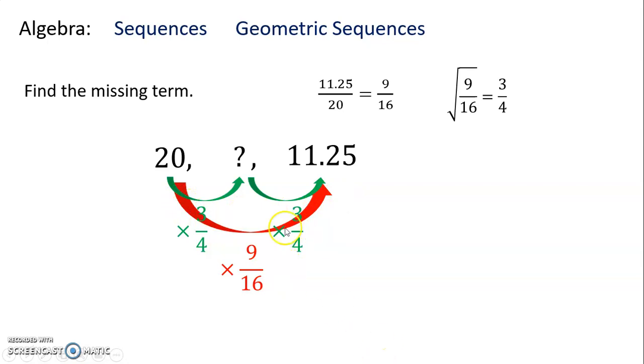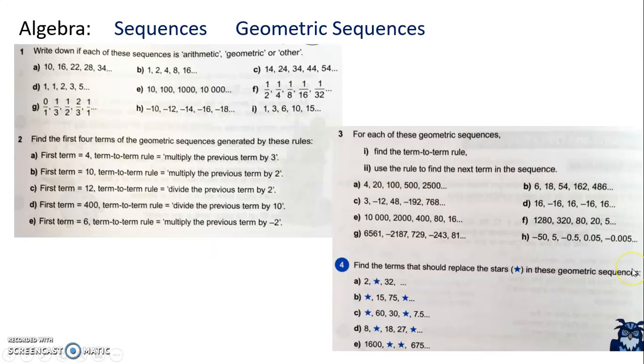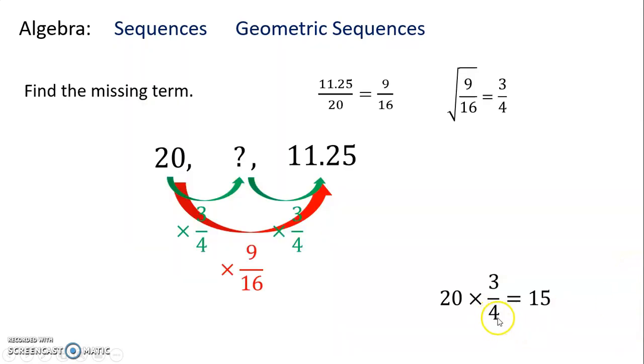And so now to work out my missing term, I need to do 20 multiplied by 3/4. In other words, divide by 4 and multiply by 3. So divide by 4 gives me 5, multiply by 3 gives me 15. So my missing term must be 15.